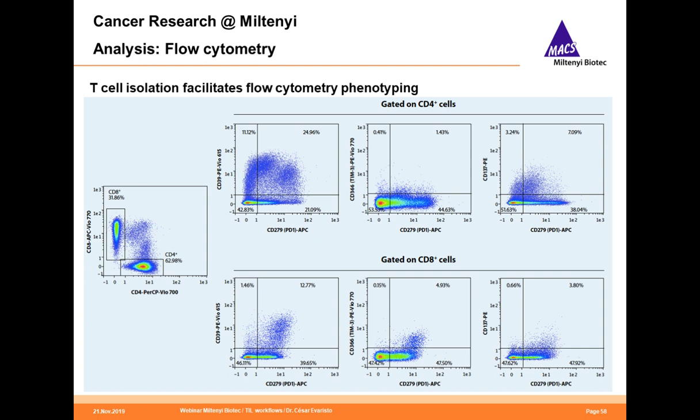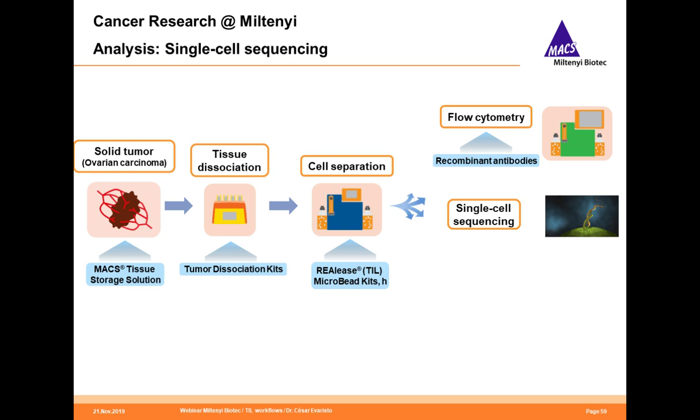Using magnetically isolated T cells from the ovarian tumor sample greatly facilitated flow cytometry analysis. Having highly enriched cells of interest reduces the number of total events we need to acquire for meaningful analysis of rare subpopulations, resulting in shorter acquisition time, reduced background, and cleaner populations. In this example, we interrogated the expression of PD1, CD39, TIM3, and 41BB among CD4 T cells on the top row and among CD8 T cells on the bottom row.